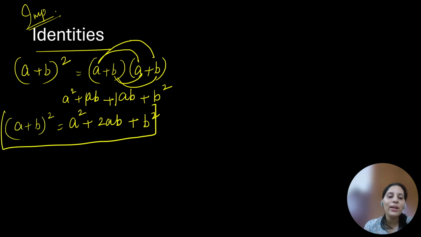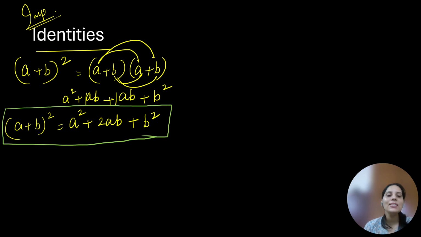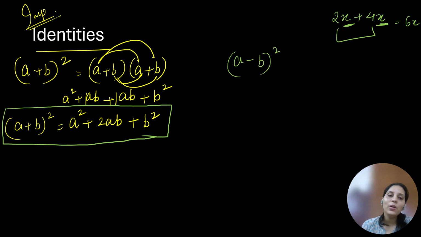So, this is one very, very important identity which you all should know. It is very commonly used. (a + b) whole square is a square plus b square plus 2ab. Now suppose I have 2x plus 4x. These are like terms, isn't it? Because they have the same variables. So 2 plus 4 is 6x. That is how I added ab plus ab. When there is no number, it means 1 by default. So 1ab plus 1ab is 2ab.